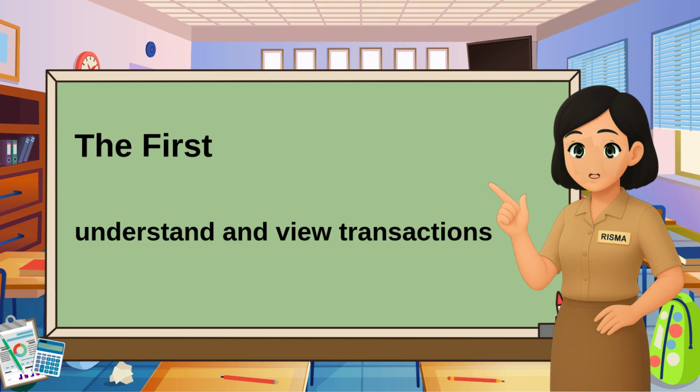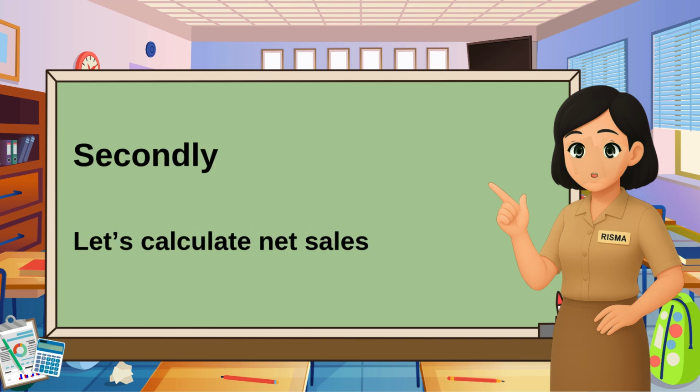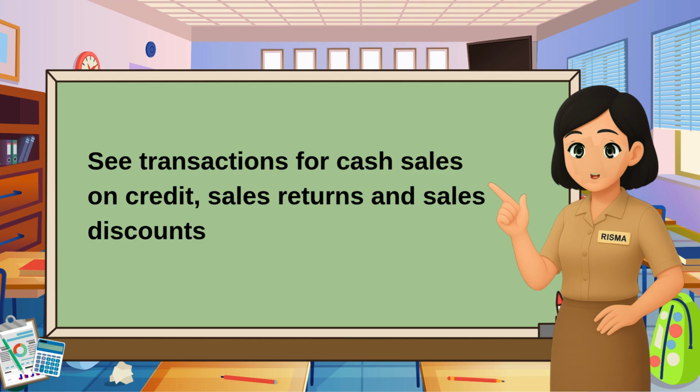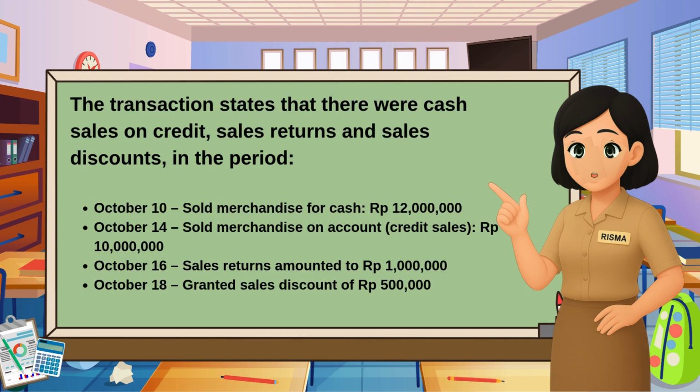The first step, understand and analyze the transactions. Secondly, let's calculate net sales. Net sales consist of credit sales and cash sales, sales return, and sales discount. See the transactions for cash sales, credit sales, sales return, and sales discount. The transactions say that we had cash sales, credit sales, sales return, and sales discount in the period.